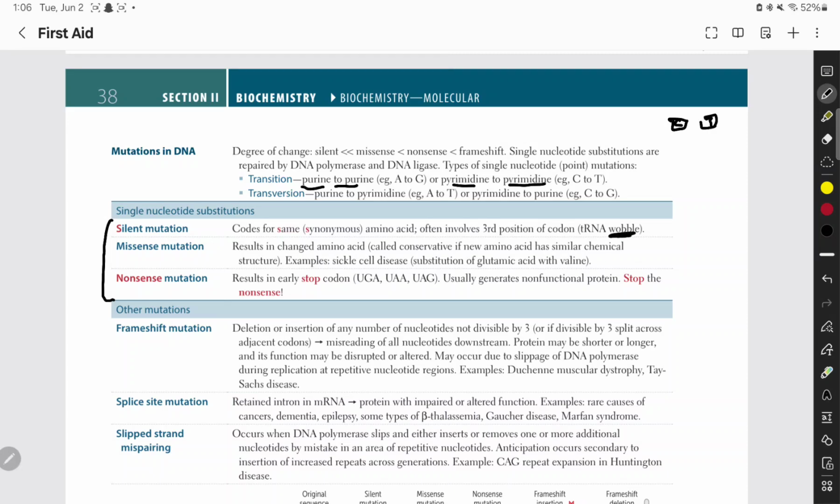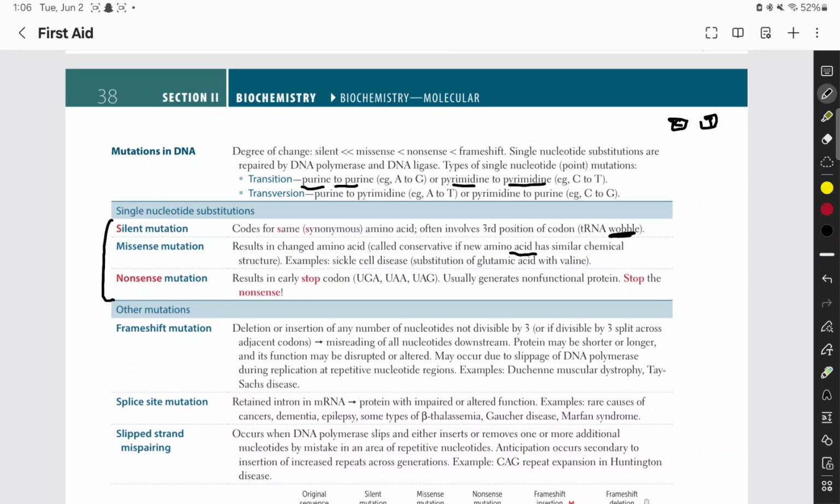Then we have the missense mutation, that's basically that results in a changed amino acid. This is also called conservative if the new amino acid has a similar chemical structure. However, you need to remember that this is clinically very important, especially implicated in sickle cell disease where valine is replaced instead of glutamic acid.